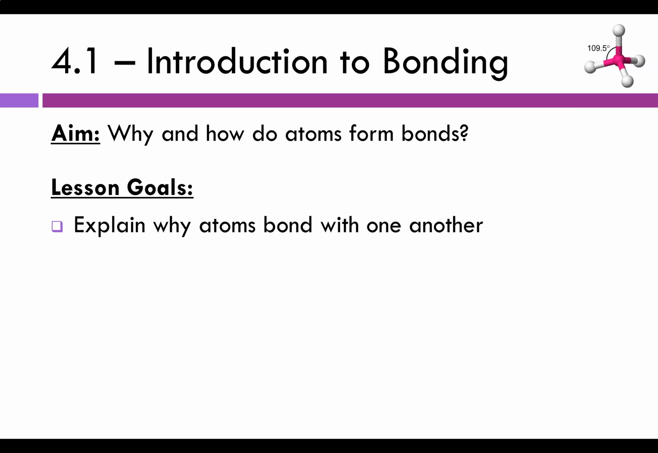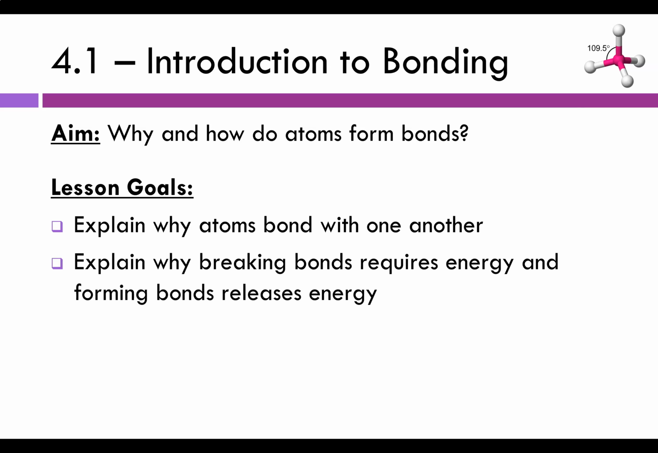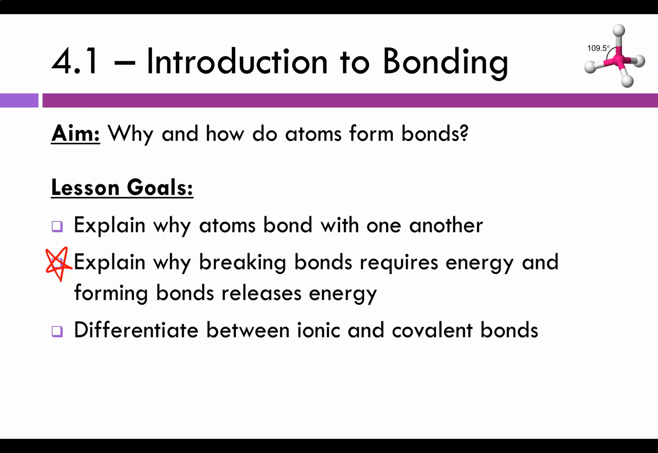You should be able to explain why atoms bond with each other. You should be able to explain why breaking bonds requires energy and why forming bonds releases energy. And conceptually, this is often kind of a tough one for new chemistry students. We'll differentiate between ionic and covalent bonds. You might be familiar with those terms already. If you are, great. If not, don't panic. We'll introduce them today, and then we'll really dive into them more deeply in lesson 4.2 and 4.3.